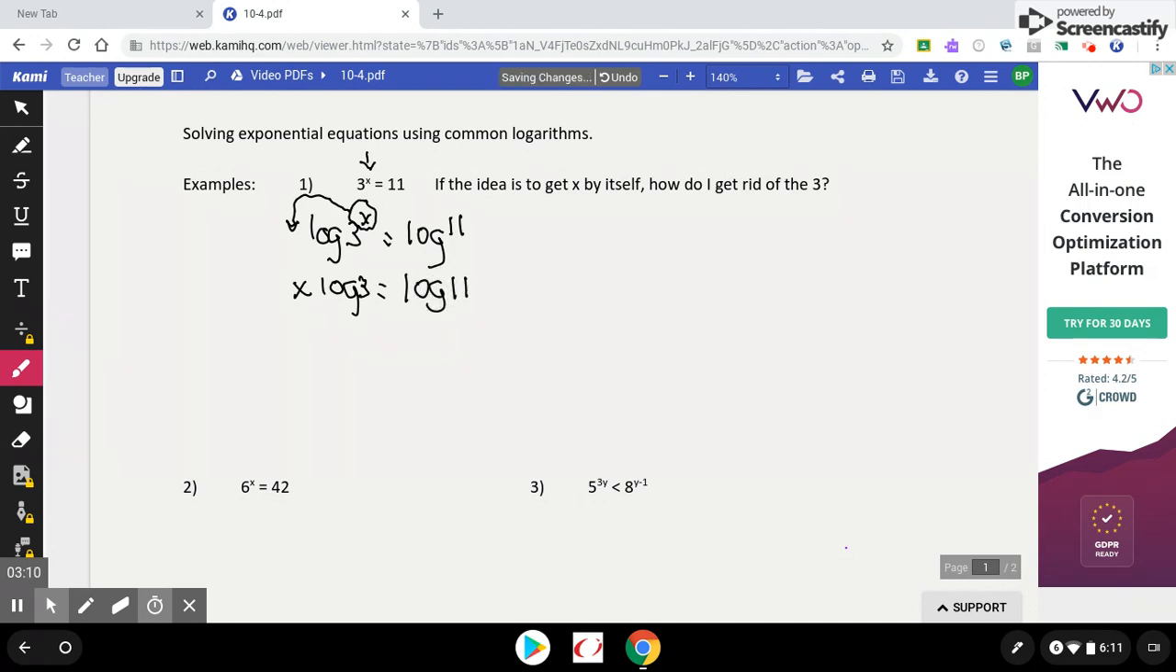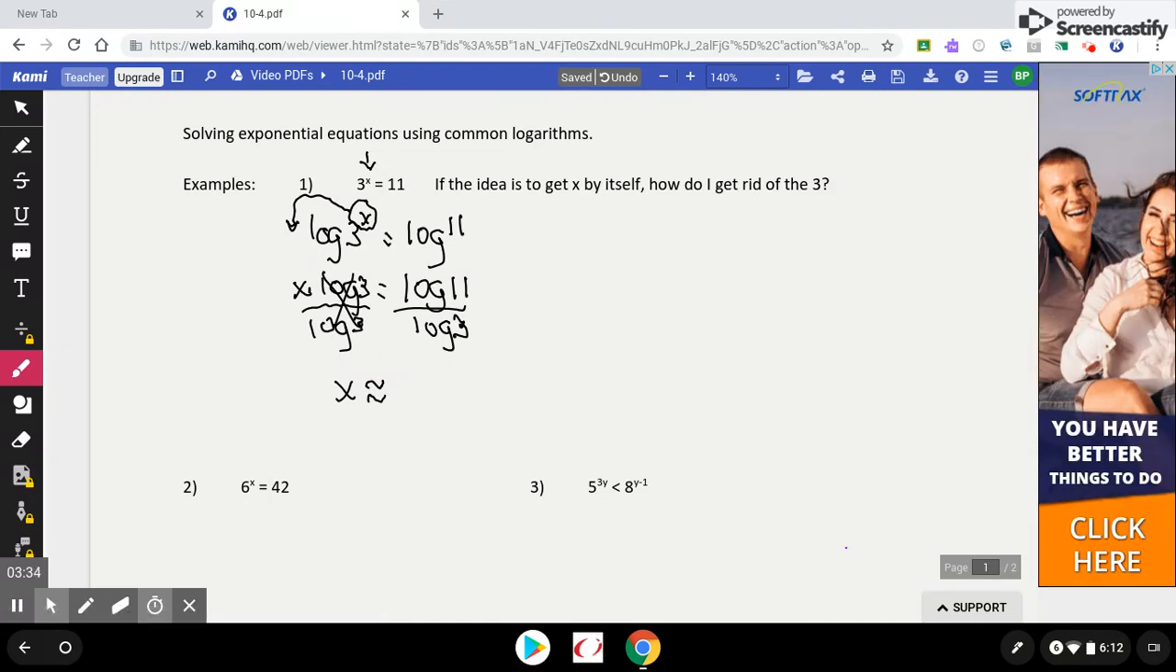And the goal, of course, is to get x by itself. So I currently have x times log of 3. Well, how do we get rid of a times? We divide. So if I divide both sides by log of 3, sorry about my terrible 3, these two guys cancel. I got x by itself. And you get to pick up a calculator and type in log 11 divided by log 3, which I have already done in my calculator, which I am currently staring at.